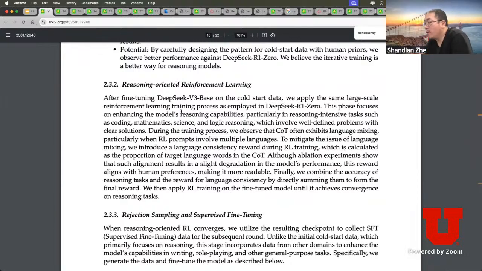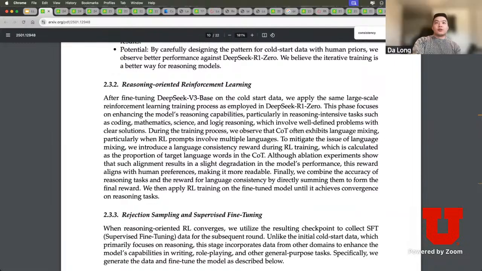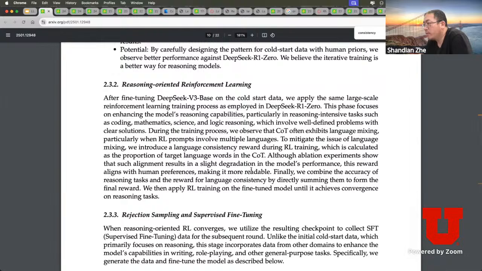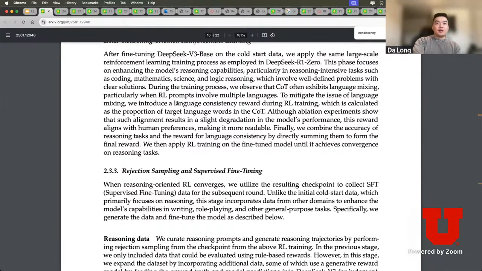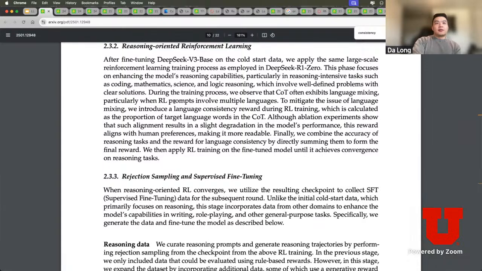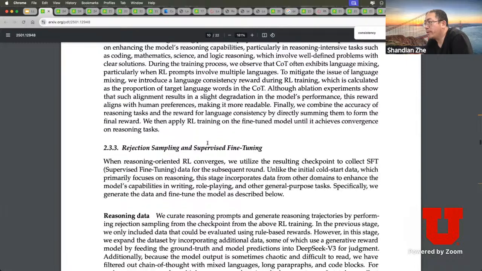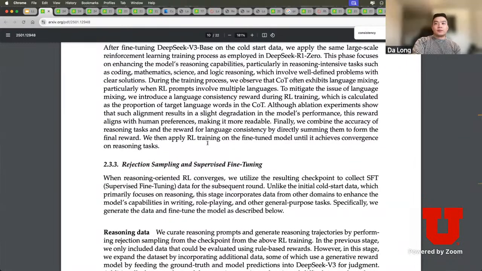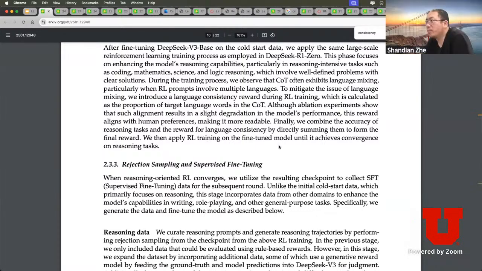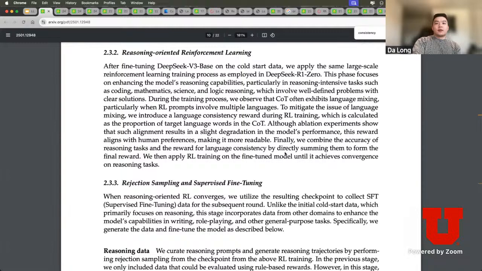And then after the fine tuning, they do the reinforcement learning again. Yeah, they do the reinforcement learning based on the fine tuned V3 base. Okay. And then in this step, you can say they check that the prompts and the language are mixing. So they introduce a language consistent reward during this reinforcement training. Oh, I see. So they actually adjust the reward. Yeah. Those rewards are also computed based on heuristics, right? Yeah. Heuristics.